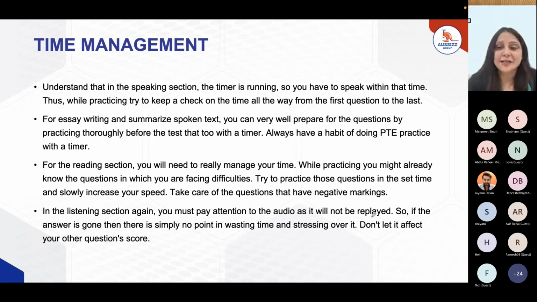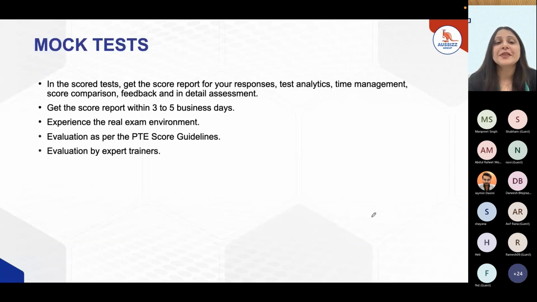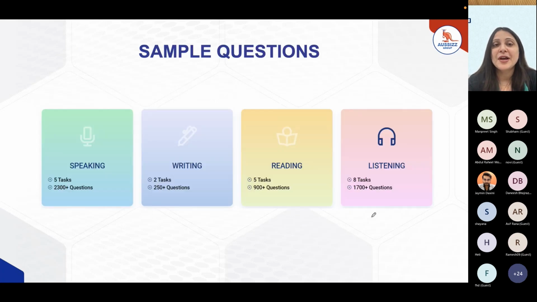Time management in PTE is very important. I already explained it through all the tasks when we were doing them. You can check our mock test from PTE Tutorials and you can get the result in 3 to 5 business days. The score report is there. Practice time management through the mock test provided to you by PTE Tutorials. These are simple questions you can check on our website.